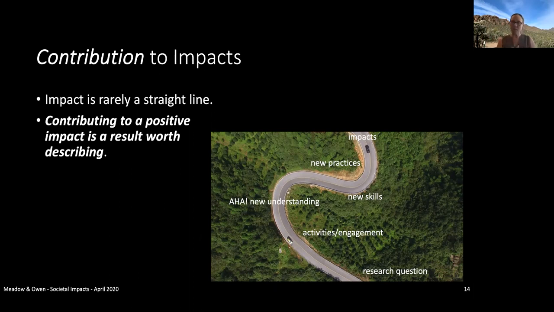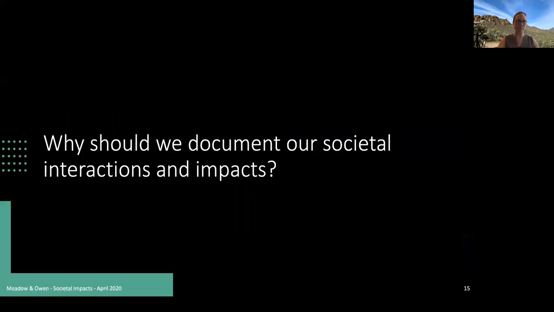But to the point of today's work, if we're looking for some of those early and midterm indicators, then we can start to say, hey, I have some evidence of impact, and I'm feeling increasingly confident about the way that I have contributed to this big process. So contributing to a big change is a positive impact and worth describing. Whether or not you can take 100% credit for it shouldn't matter. You're part of the process of change.